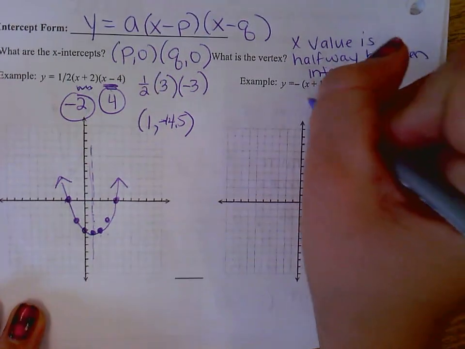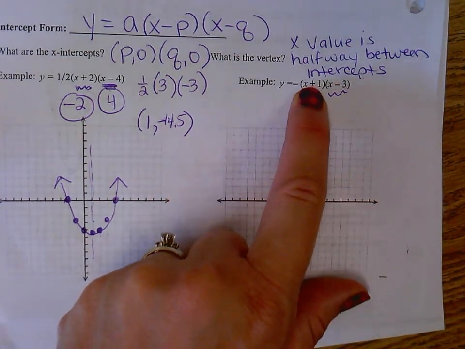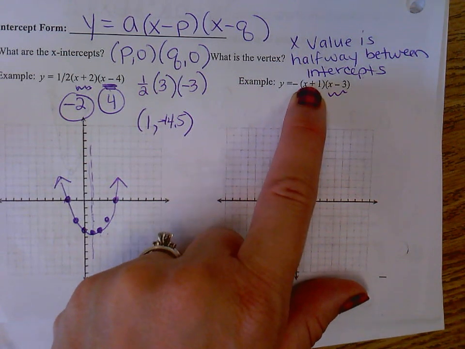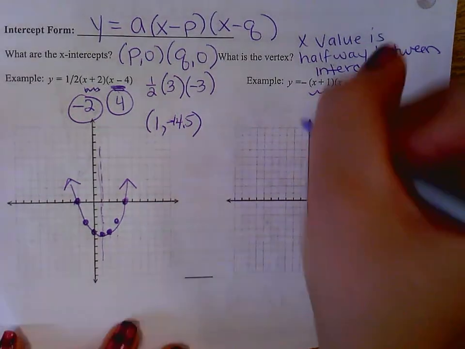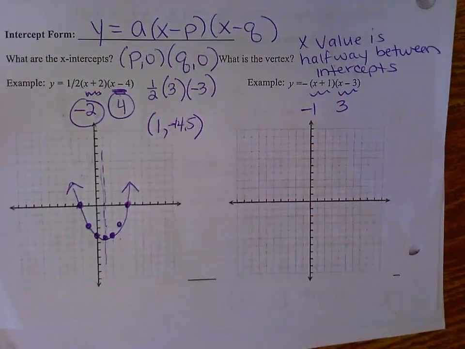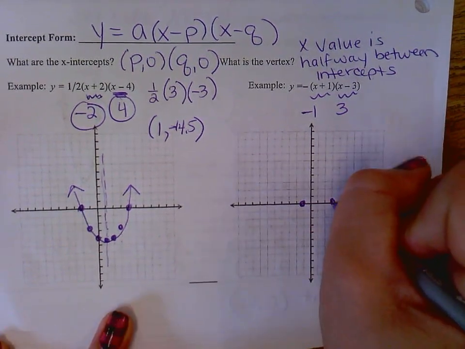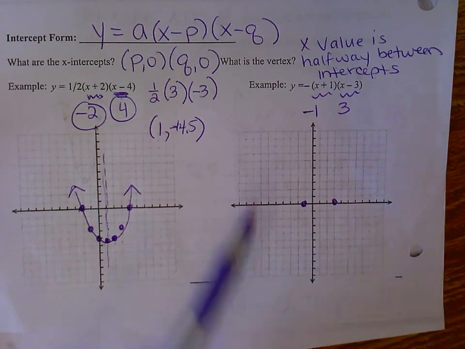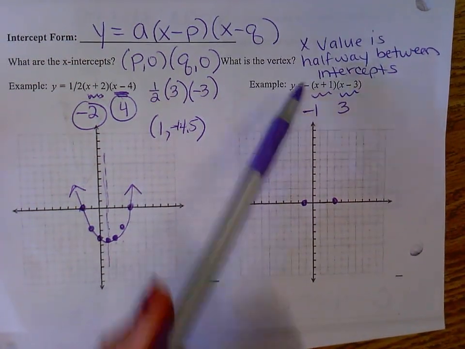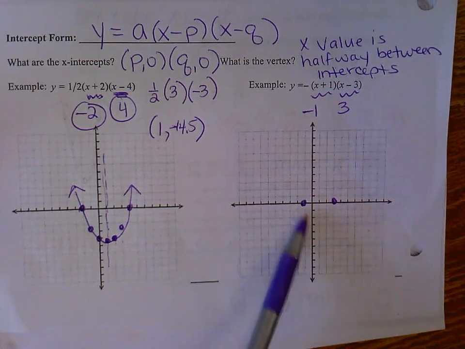What are my 2 x-intercepts? So what will make this parenthesis equal 0? When x is -1 and when x is +3. So my x-intercepts are the opposite of the factors, -1 and +3. Now I'm thinking in my head, is this concave up or concave down? It's concave down, so my vertex is going to be somewhere up here above the axis.